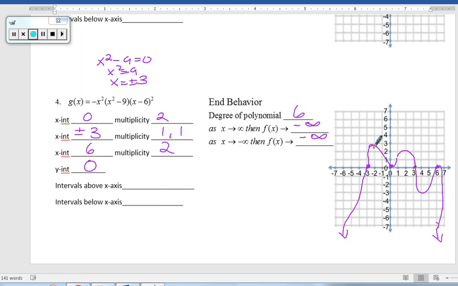Intervals above the x-axis are starting at -3, soft bracket, heading towards 0, picking up on the other side of 0, and ending at 3. Intervals below, we're starting at -infinity, heading to -3. Then we don't pick up again below until we get to 3, and heading towards positive infinity on that side.